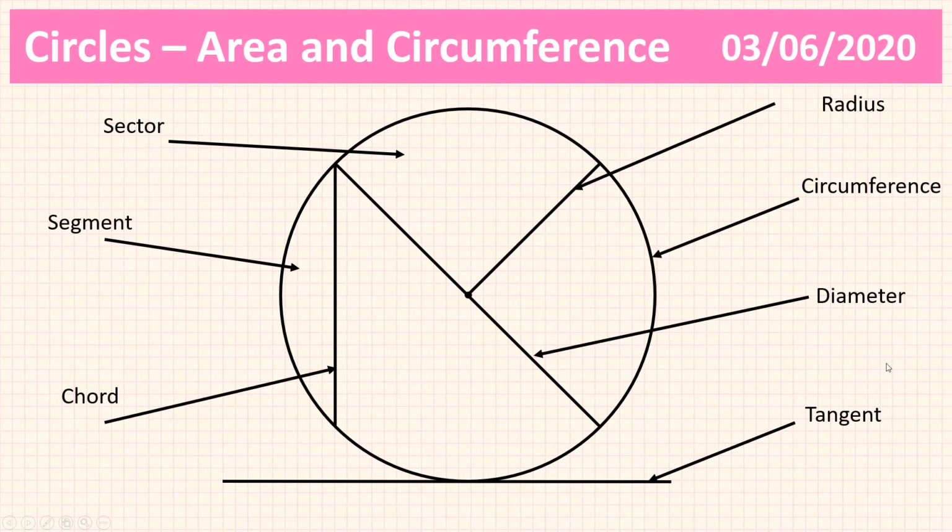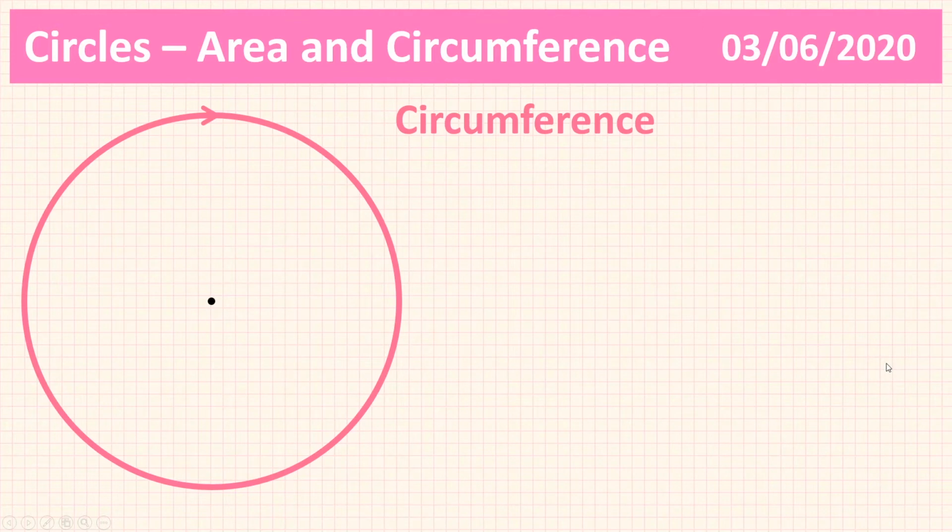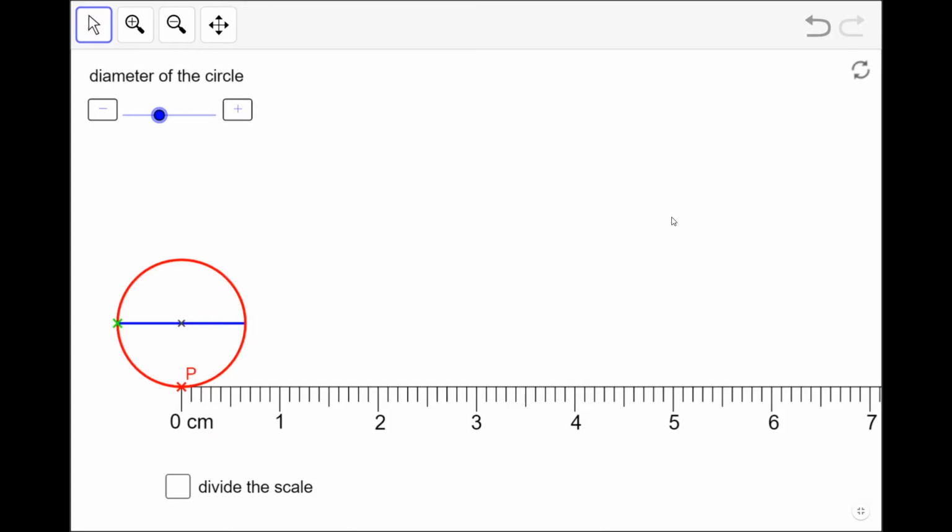Now let's begin. The circumference. What is the circumference? To help you understand what the circumference is and how we work it out, we're going to watch this animation. And here we are. Through the magic of some post-production, we are in our animation. So what we have here is a circle with the circumference in red and the diameter in blue.